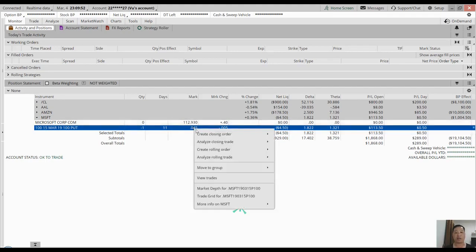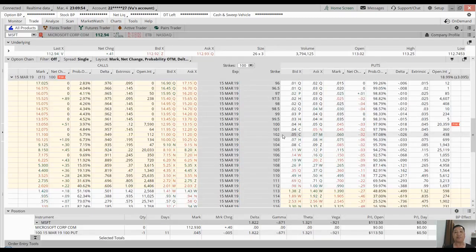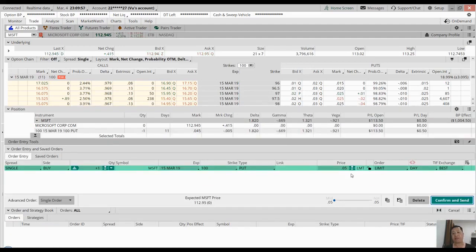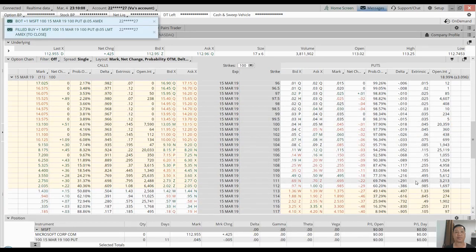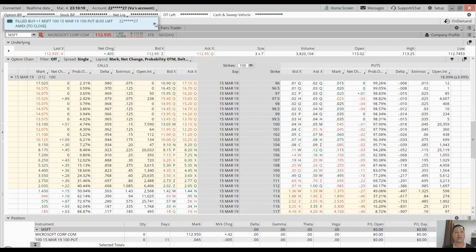Okay, so the closing trade is very simple. Just right click on the trade and choose closing order. The market price right now is 5 cents, which is $5. Fine, for $5 it doesn't matter. I just lock and confirm and send it out. Here you go, the trade has been filled.